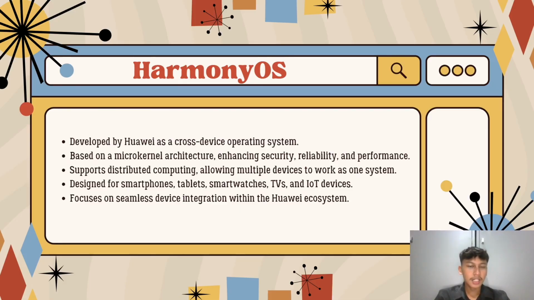Lastly, HarmonyOS focuses on seamless device integration within the Huawei ecosystem. HarmonyOS is primarily focused on the Huawei ecosystem and doesn't rely on Google Play Services. Instead, Huawei provides its own app distribution platform called the Huawei AppGallery, which allows users to download and install applications specifically optimized for HarmonyOS.